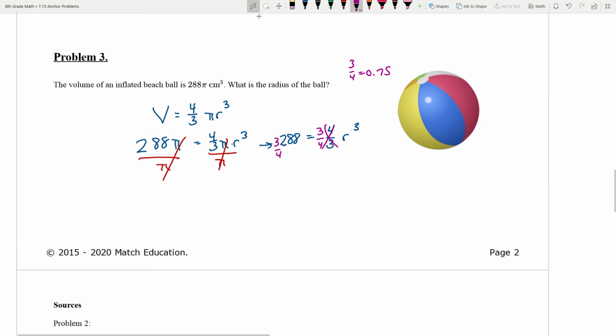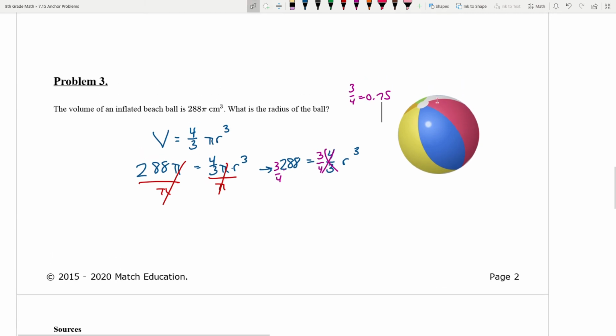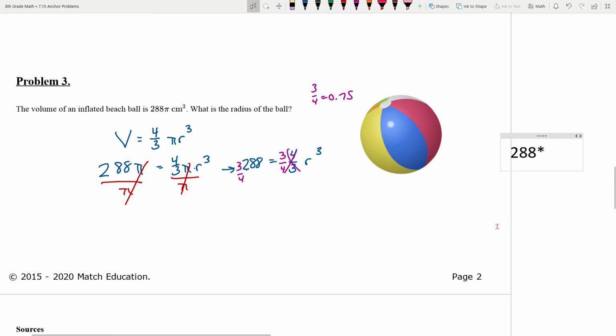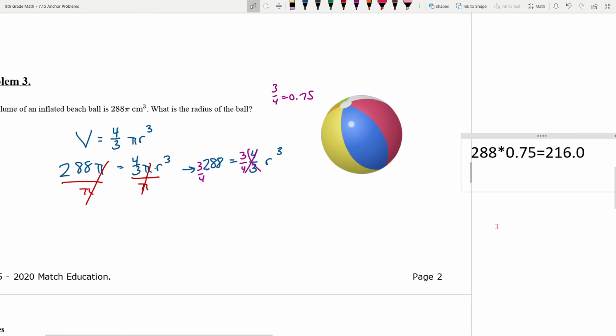So those of you who don't have a great calculator, speaking of which, I'm not sure where mine went, so we'll just type it in over here. 288 times 0.75, the 3/4, is going to be 216. So 216 is equal to r to the third power.